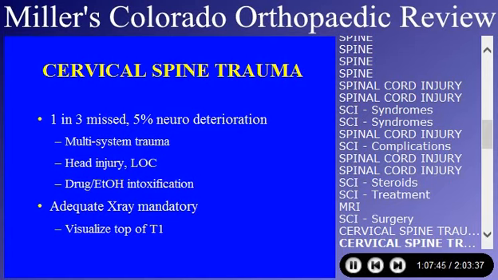Or drug or alcohol intoxication, which make it difficult to examine the patient's neck and to do a good neurologic exam. It's essential to get an adequate x-ray. And you need to visualize the top of T1 to say that you've adequately visualized the cervical spine. Most centers nowadays, if you can't see to the top of T1, then the answer is fine-cut CT scan of all the non-visualized levels. And if the fine-cut CT scan is negative down to the top of T1, and there's no other reason to think that the patient has an injury.